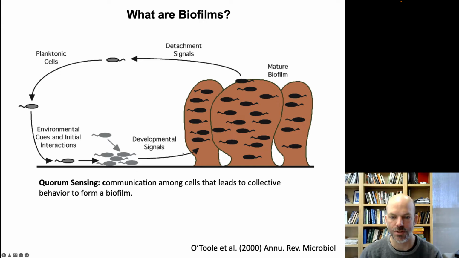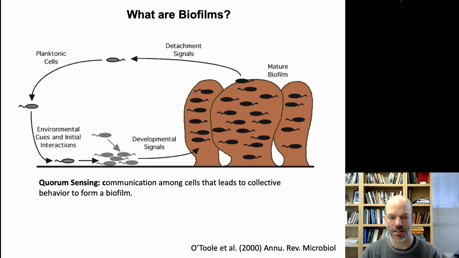And they don't want to start doing something that forms a community if they're all by themselves, is the idea here. So these community building functions are triggered when there are enough cells around that those functions make sense. So that's where the word quorum comes from. When the cells sense that they have a quorum, that there are enough of them that it would make sense to form a community, then that's when these biofilm forming functions are triggered.